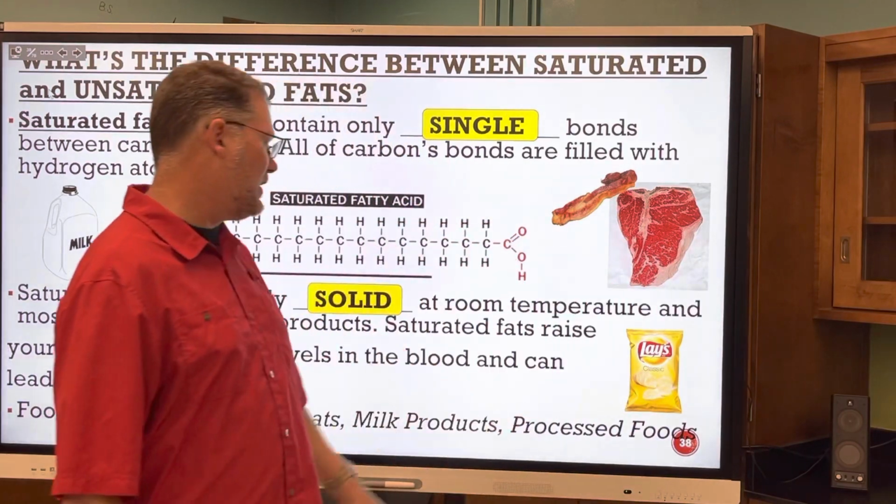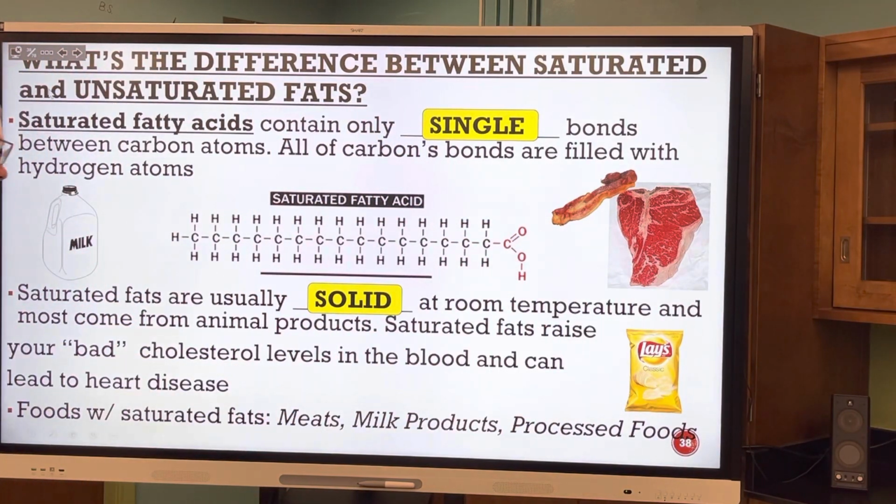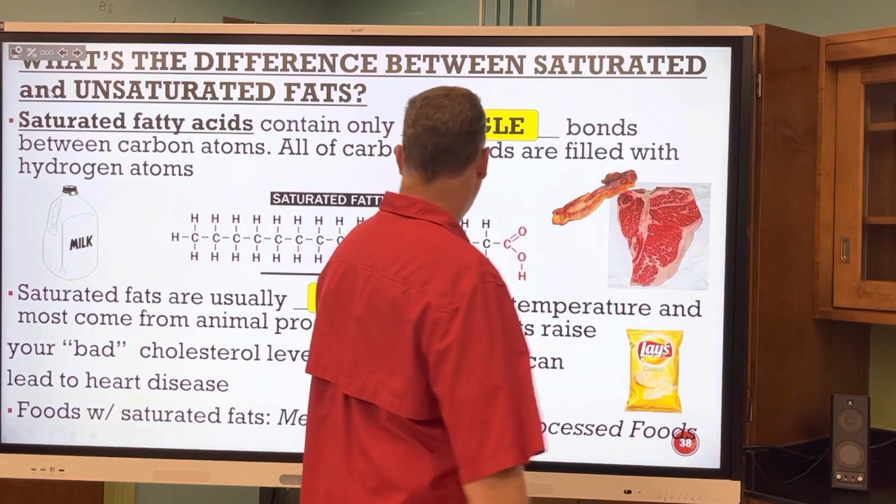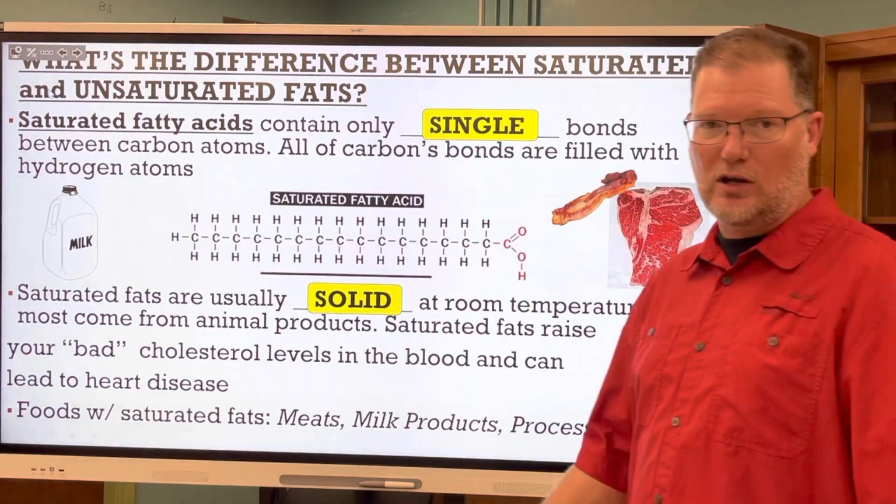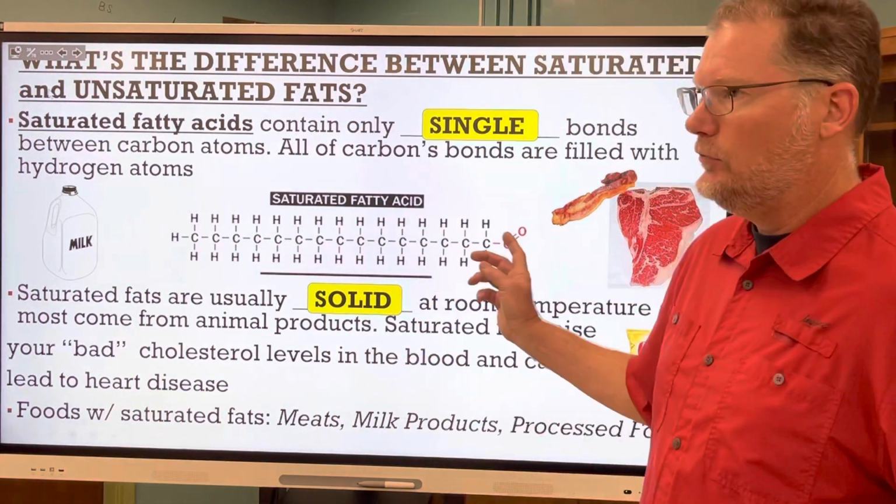All right, and foods with saturated fats: meats, milk products, processed foods. So that's what I just said. Meats, milk products, processed foods. So that's saturated. Again, saturated, lots of hydrogens, no double bonds.